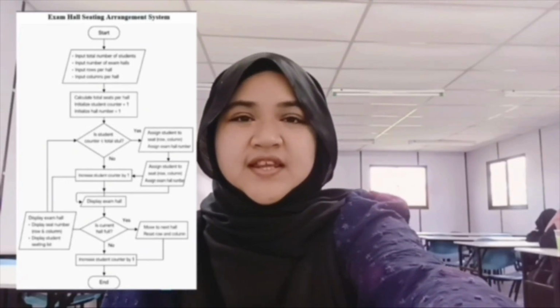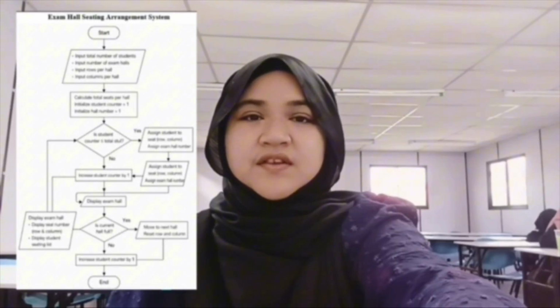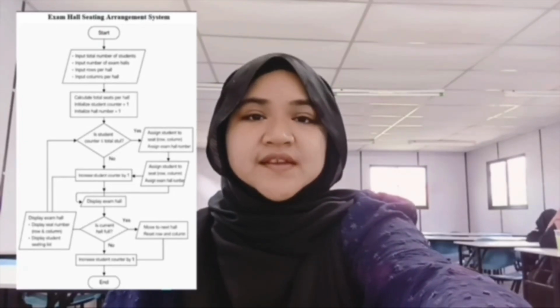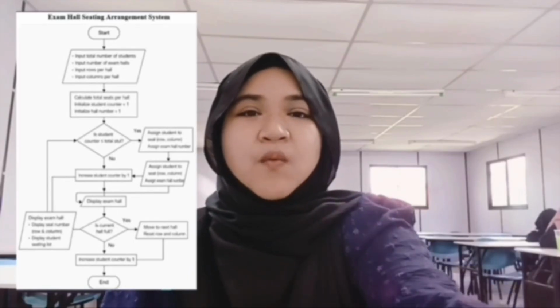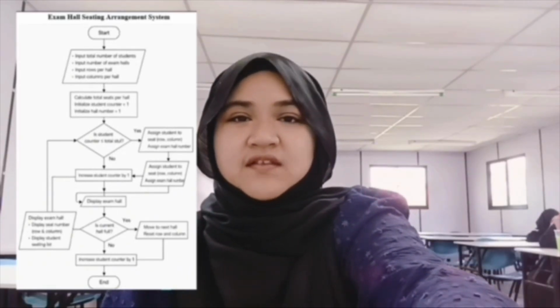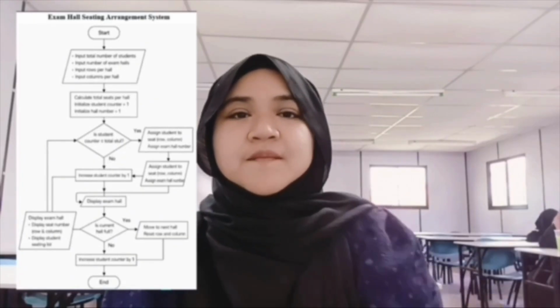The eighth one is increase student counter. The student counter is increased by 1. The system repeats the process for the next student. And lastly, end. Once all students are assigned seats, the flowchart ends. This means the seating arrangement is complete.